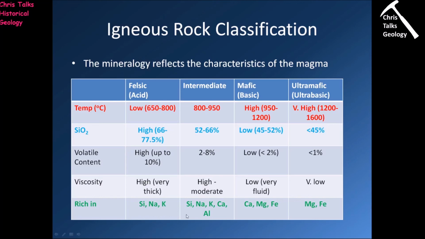And so that's obviously going to affect the types of minerals which we get, because the minerals that form will be a reflection of the chemistry and the magma temperature. So we can see how all these things are working together to produce different types of rocks with different types of compositions and different types of minerals.